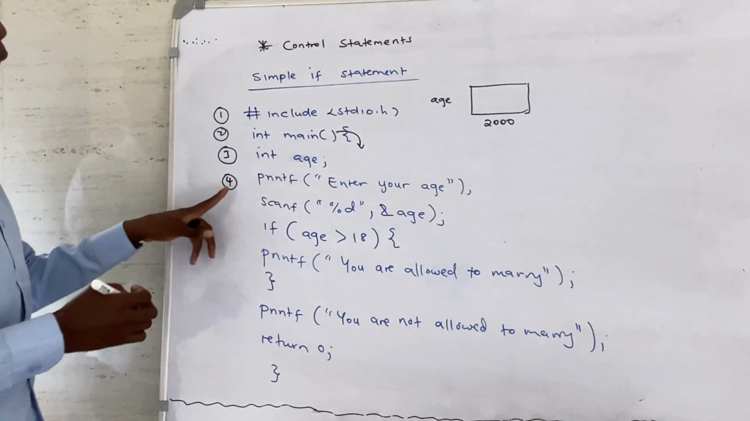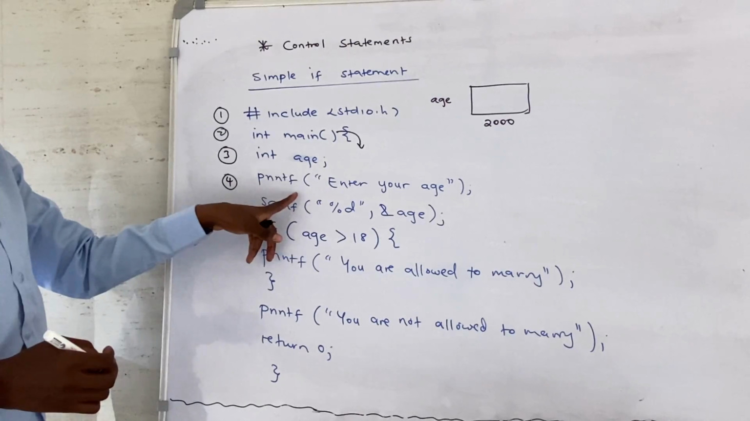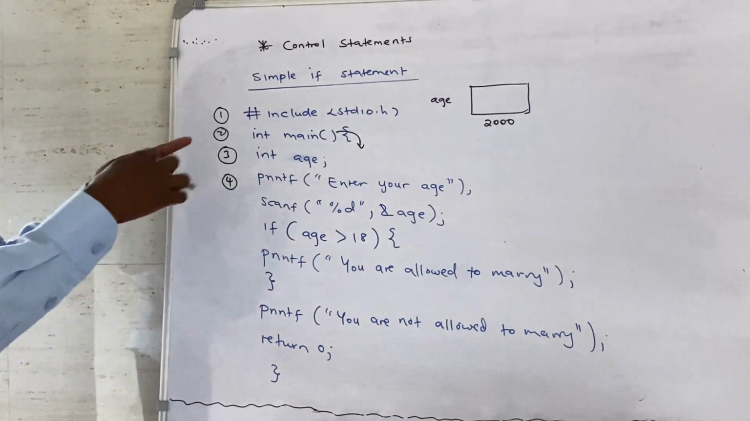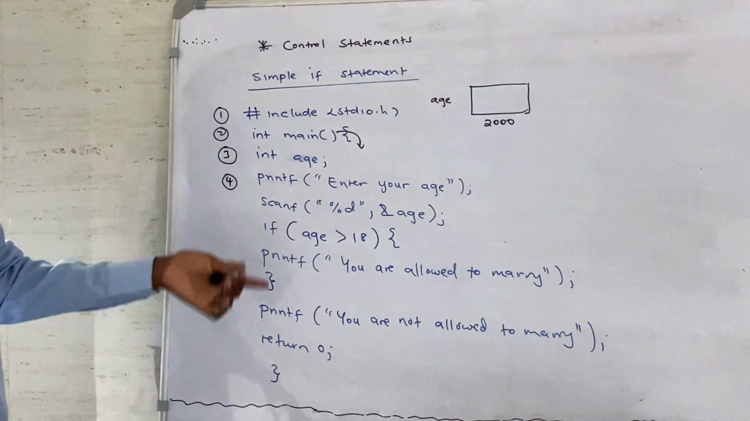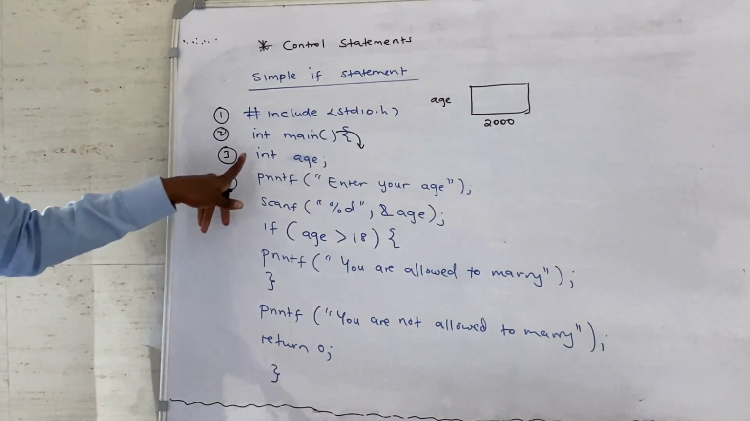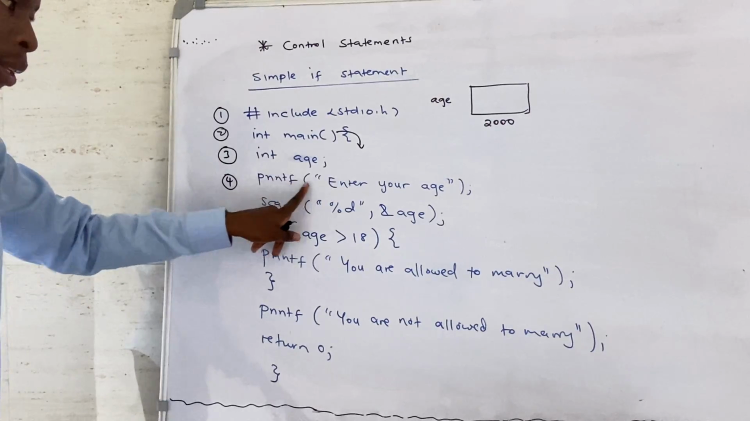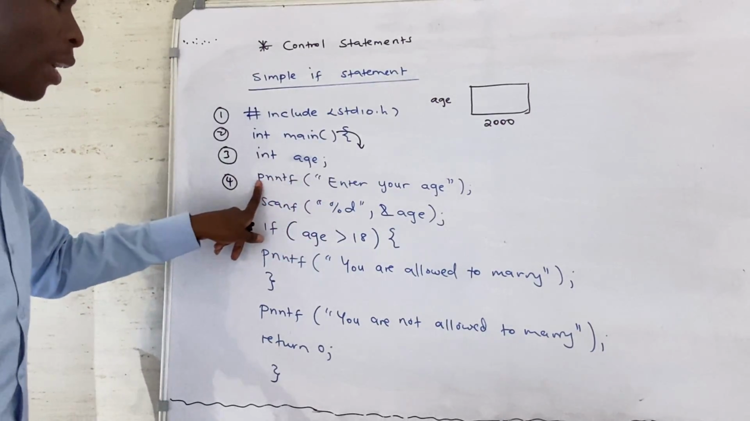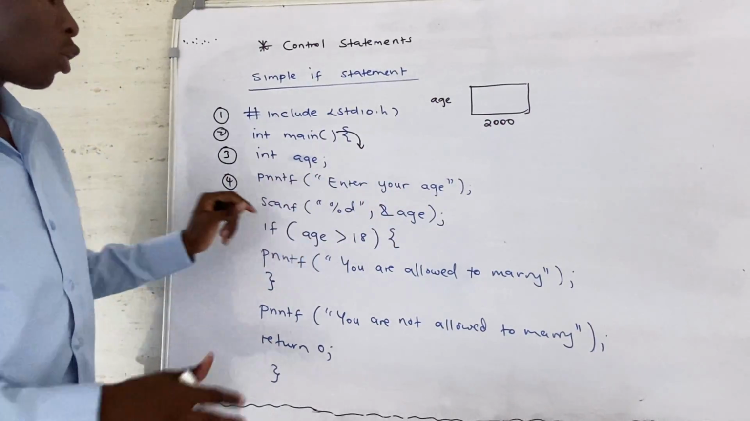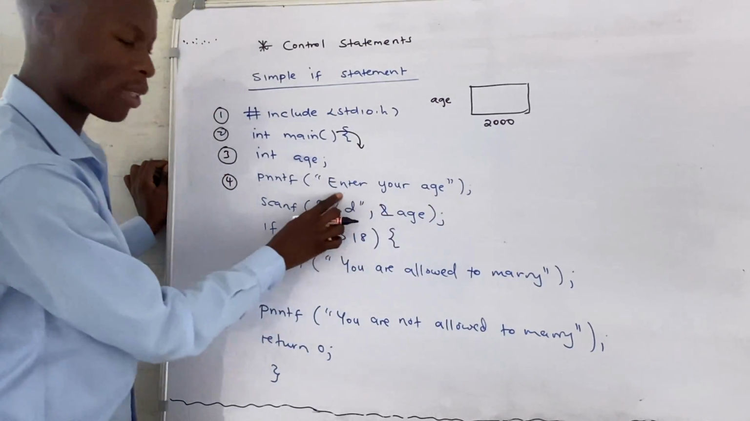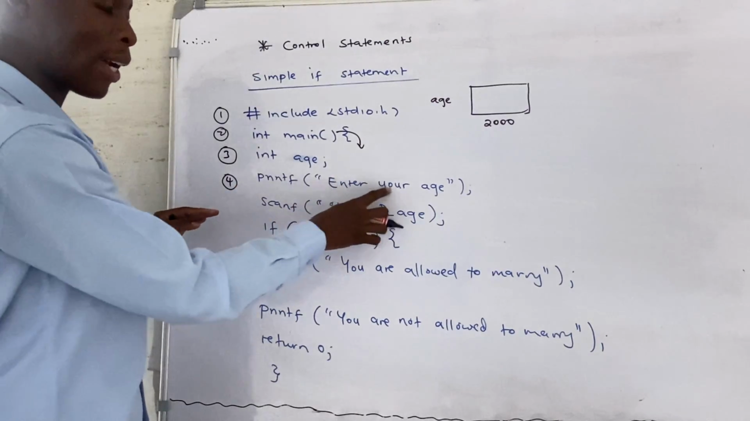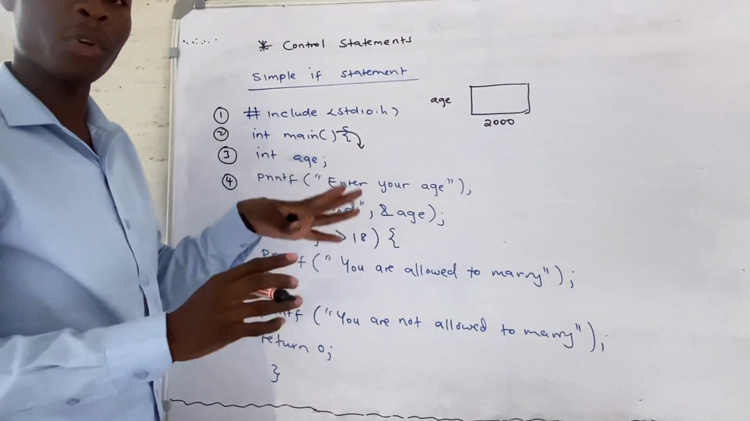This is statement number 4. This is going to be executed. See, the compiler is checking sequentially. It is not going to skip, because in C programming, the compiler will check the statements sequentially. After the execution of this, the next is going to be executed. Printf, enter your age. You are going to see this statement on your laptop.